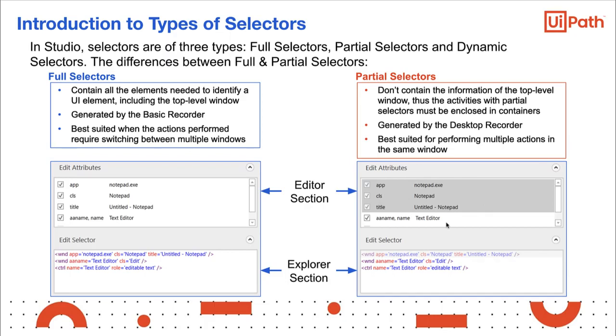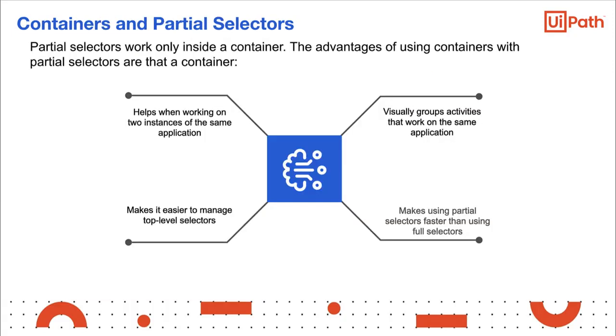They are more suitable when the robot has to perform multiple actions in the same window or application. In these cases, the activities will be placed inside a container, such as attach window or attach browser. Partial selectors work only inside a container that specifies the top-level window where the elements belong.